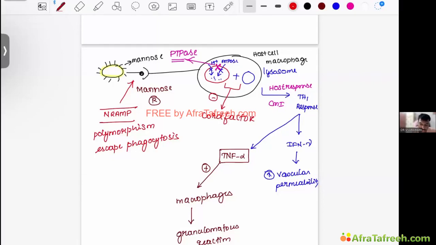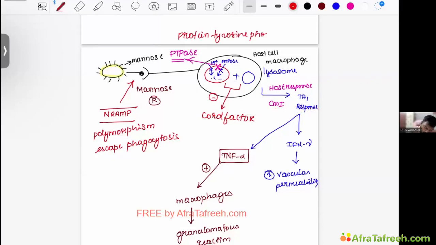So this PTPase is protein tyrosine phosphatase. If you want, you can write it. It's not important.